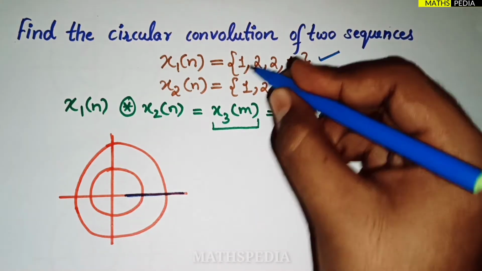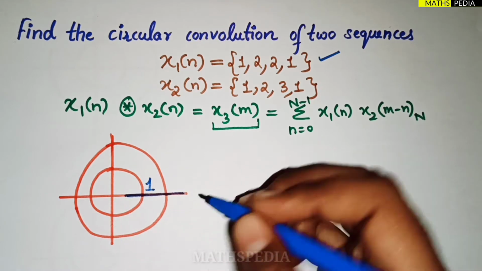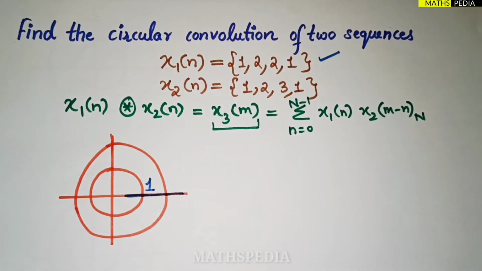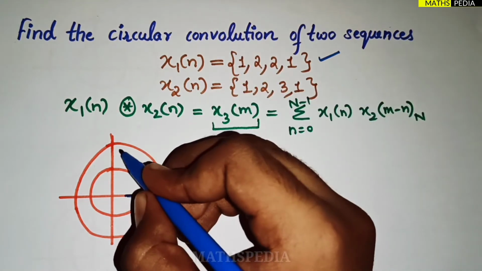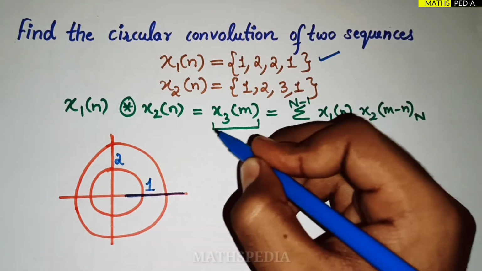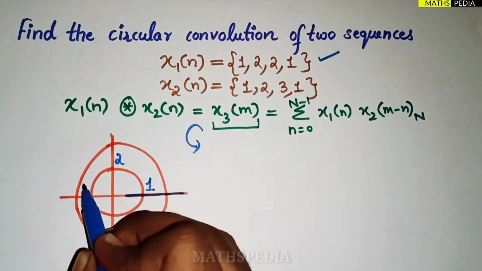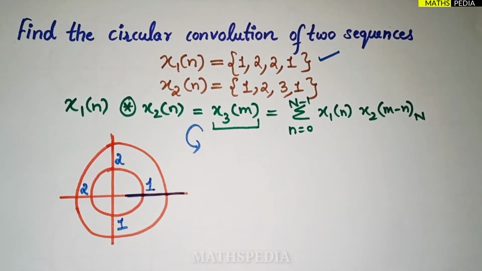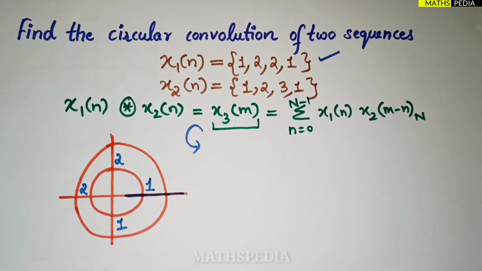This is my starting point, 1, and the inside circle I'll consider as the first sequence. You can consider the inside circle or the outside circle, it doesn't matter. So the inside circle I'll take as the first sequence: 1, 2 anti-clockwise, then 2, 1. This is my first step. Write this first sequence anti-clockwise, taking this as the starting point.